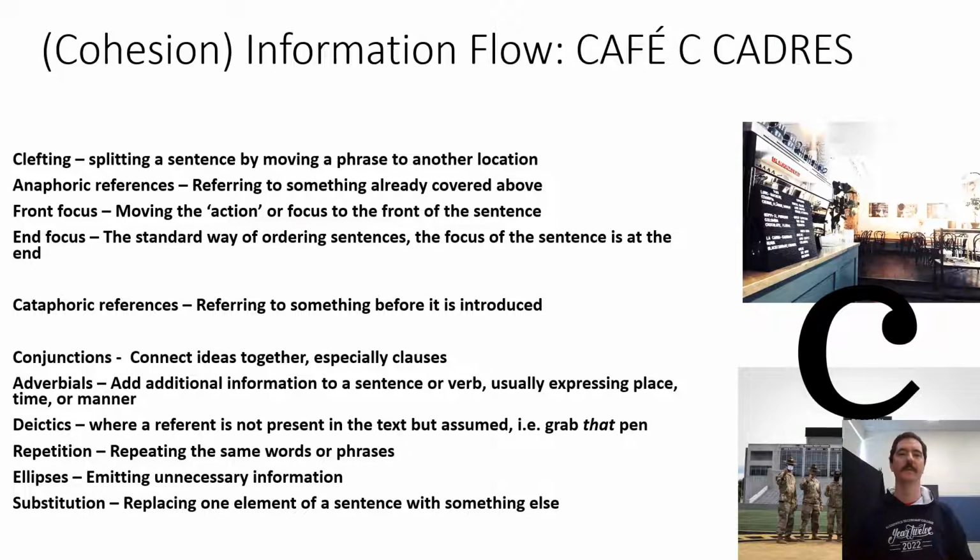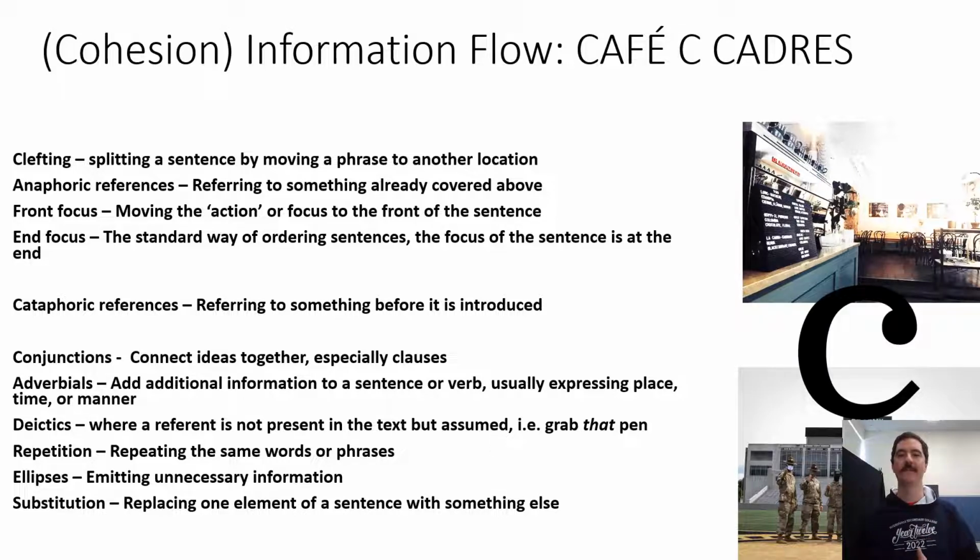Okay, so this is probably the most complicated acronym we've got, cohesion, and these are information flow, which is sort of how the information is presented. The acronym we've got is CAFE, C, cadres. A cadre is a collection of cadets or new trainees in the army. Cafes where you get your coffee, and the C is just hanging out in the middle. Clefting, splitting a sentence. There's two types of clefting, but you will need to check the orange textbook for that specifically. But it's basically turning a sentence and taking the clause out and turning it into a sentence of itself, basically.